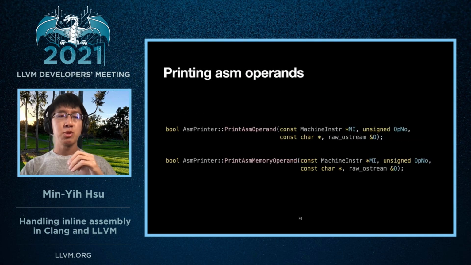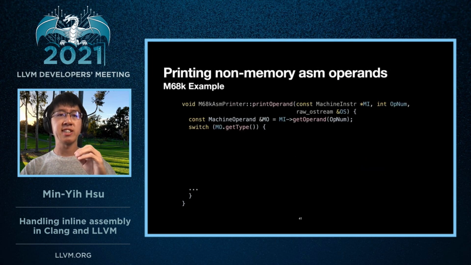Therefore, we need to override two function callbacks inside AsmPrinter: PrintAsmOperand for non-memory operands and PrintAsmMemoryOperand. Since both of them have an identical function signature, we are only going to look at the non-memory operand one. Here is an example of M68K printing the non-memory operands. First, the OpNo function argument tells you the index of the operand the AsmPrinter wants you to print. So it just uses this index in combination with the MachineInstr to first get the MachineOperand.